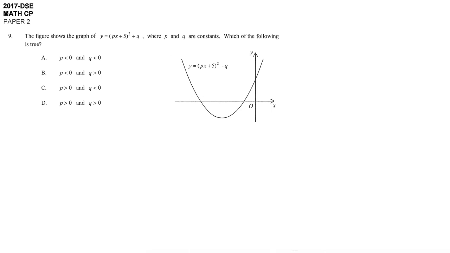In this graph, they say that y is in this format. First, before we start this question, you need to know this is the vertex form of a quadratic expression. So y is equal to a(x minus h) squared plus k. This is vertex form, where a determines whether it opens upward or downward, and then h and k is the vertex.